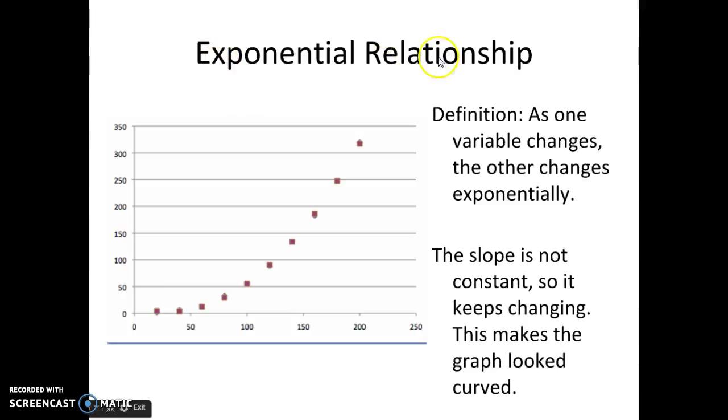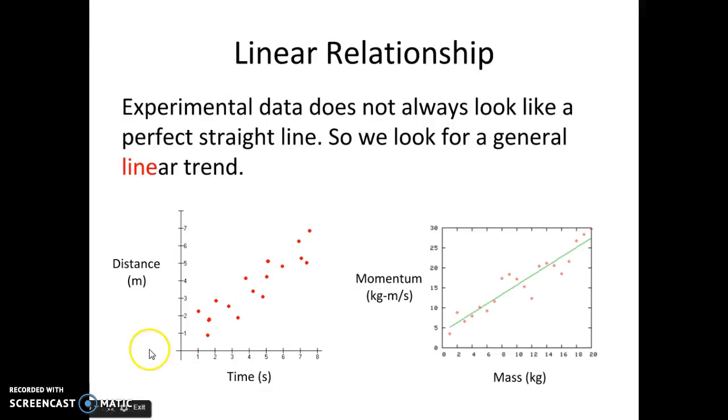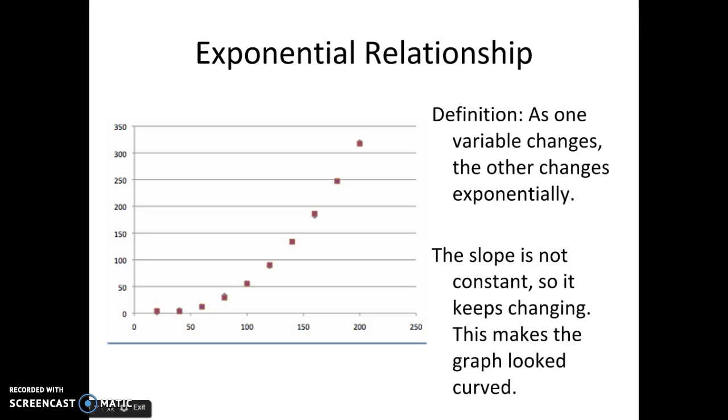An exponential relationship, on the other hand, means that as one variable changes, the other changes exponentially, which means that the slope isn't constant, so it keeps changing, and then you end up with this curved line here. So an exponential relationship will always kind of look like a curved line overall, where a linear relationship generally looks like a straight line.